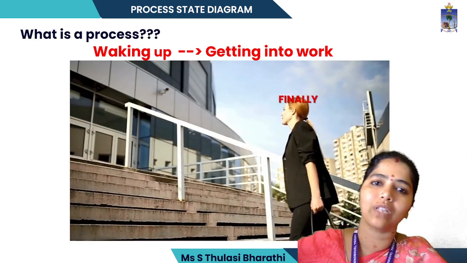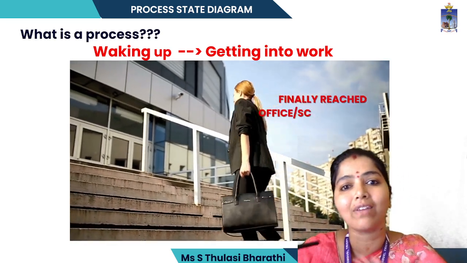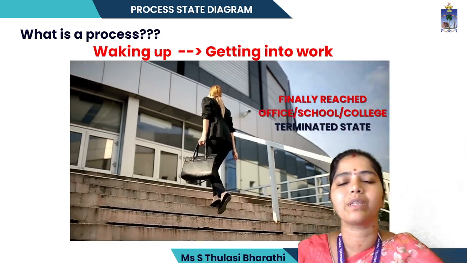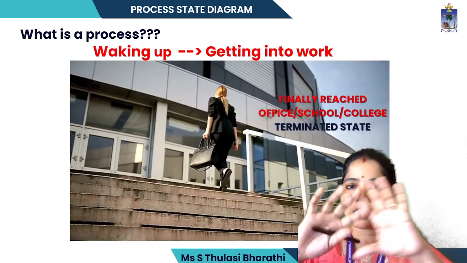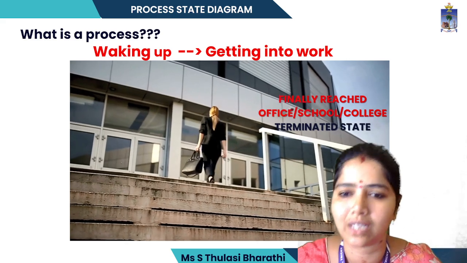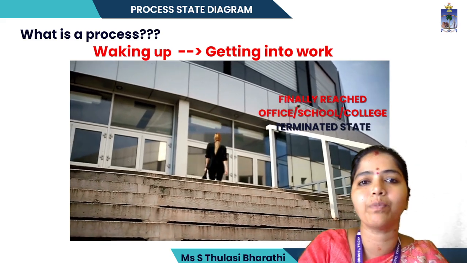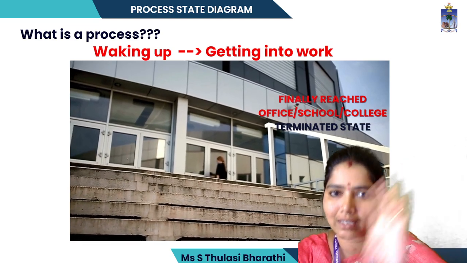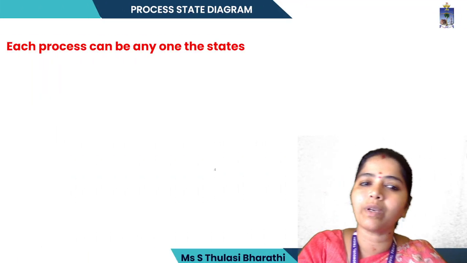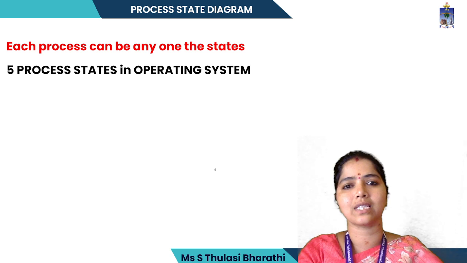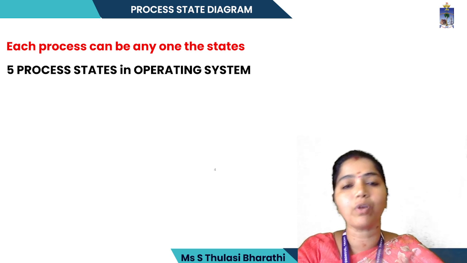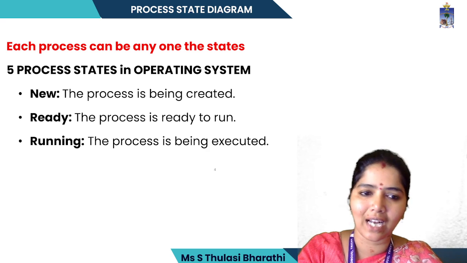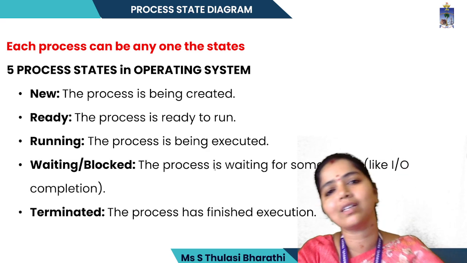Now I go to the last state, that is the terminated state. I reach my office. When I reach my office, the whole process of waking up in the morning and getting to my work is complete. So these are the 5 states when a process is started and terminated. How many states are there? In a process, it comes across 5 different process states: new, ready, running, waiting or blocked, and terminated.